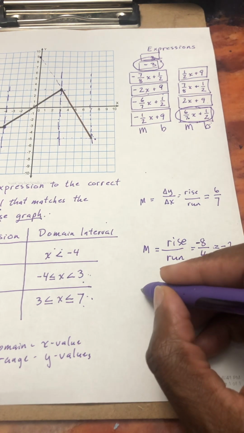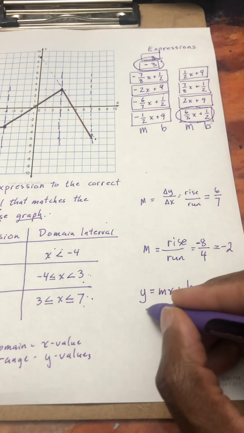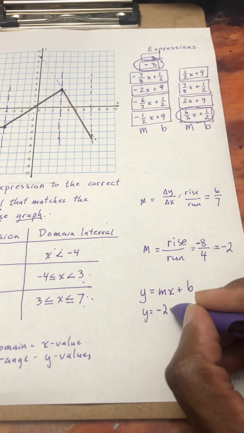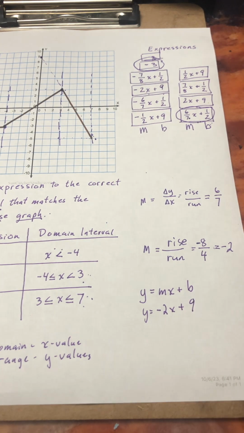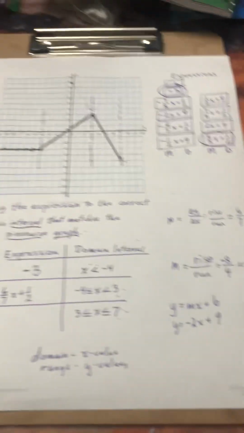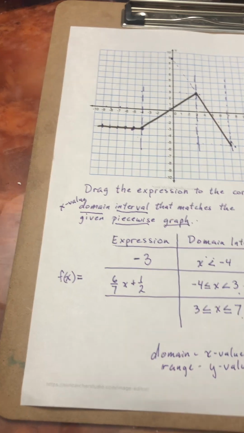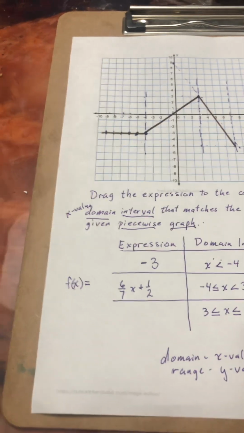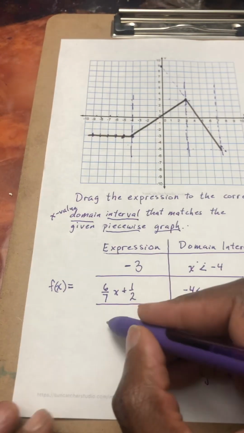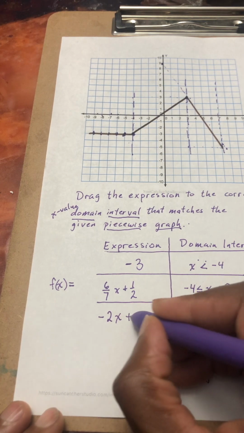Remember, you're always using y is equal to mx plus b. My slope is -2, so it's -2x plus my y-intercept of 9. That is the expression for the last one. Now you drag that down. And remember, the y is the same as f of x. So f of x from 3 to 7 is going to be -2x plus 9.